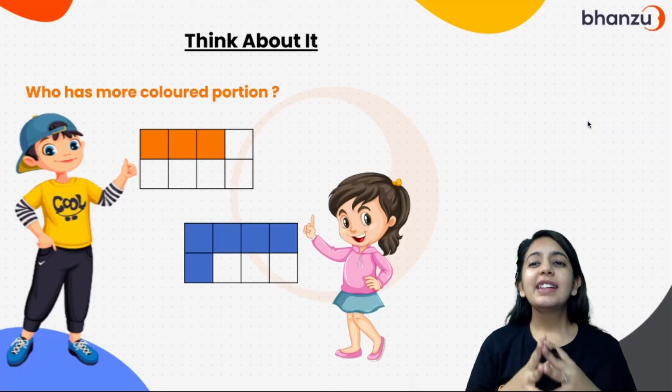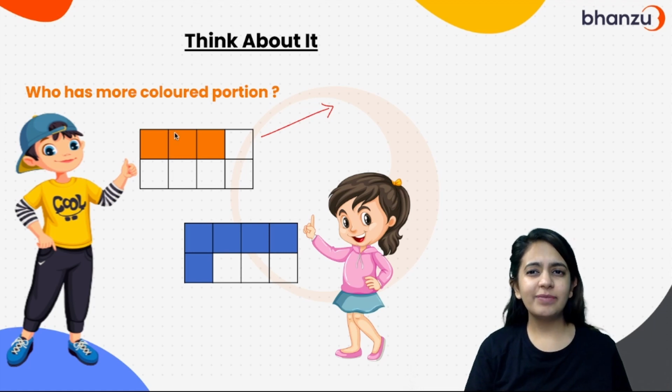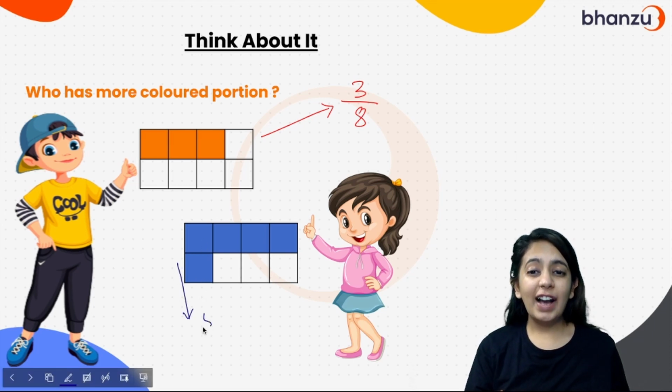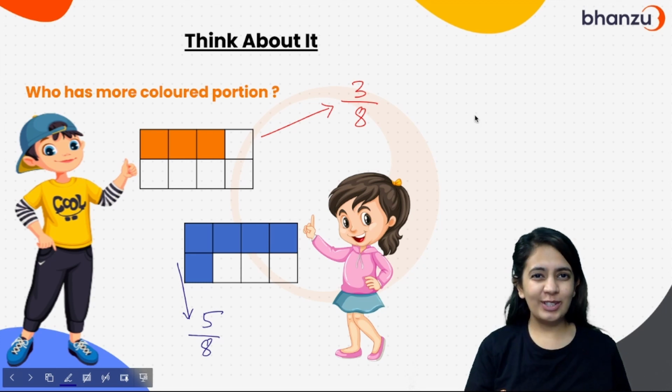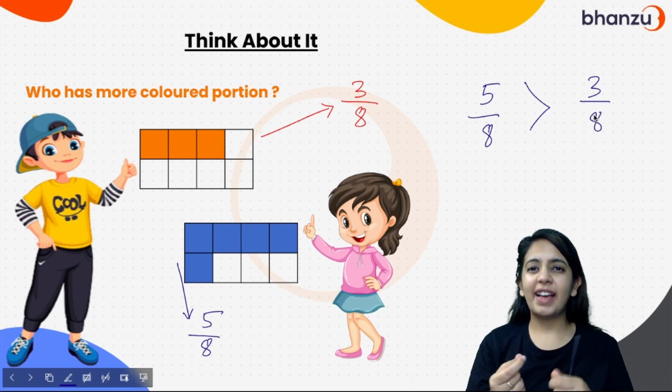Okay, now tell me which one has more colored portion. For that, let's find out the fractions first. So what is the fraction of colored portion with Jake? Seems like 3 are colored out of 8. So the fraction is 3/8. And what fraction of the colored portion is with Sia? It's 5/8, right? Okay, so who has more colored portion? Just by observing the images also you can tell that Sia has more than Jake. That is, 5/8 is more than 3/8.